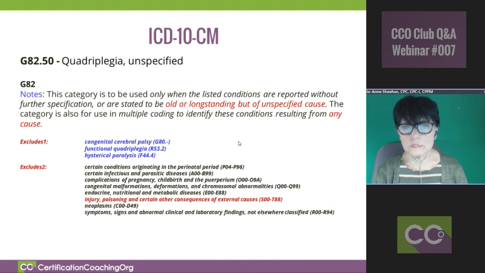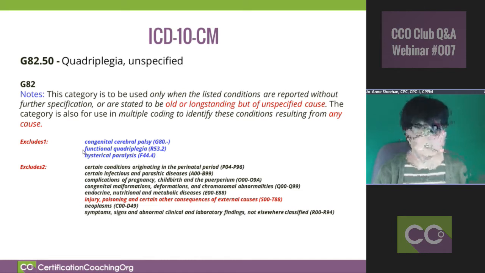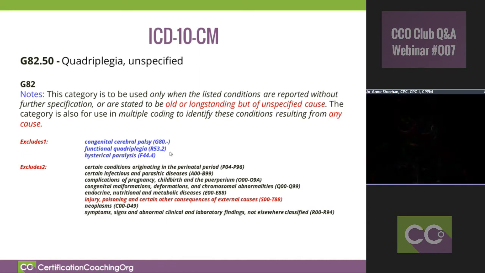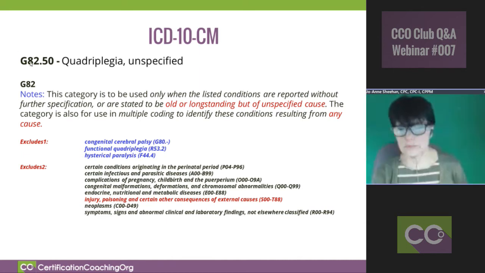When we look at the Excludes1, which would appear in your ICD-10 manual, it says that if you use quadriplegia unspecified, then you would not use congenital cerebral palsy, functional quadriplegia, or hysterical paralysis. If the doctor used one of these diagnosis codes, you would not be using the G82.50. Remember, they cannot be coded together. It's either this one or the other, one or the other.